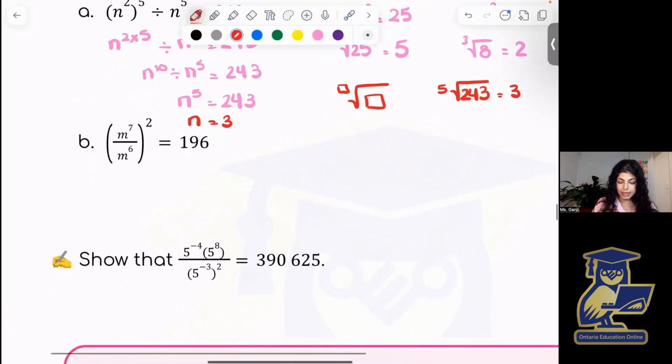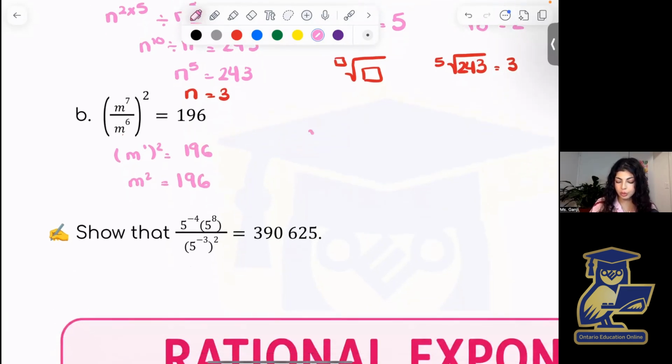Now, in this next one, you have, again, different options. I'm going to start by evaluating the bracket. So m to the power 7 divided by m to the power 6 is just m to the power of 1, squared. This one's actually simple because 1 times 2 is just 2. So m squared is 196. This is just what we're used to: the square root of 196.